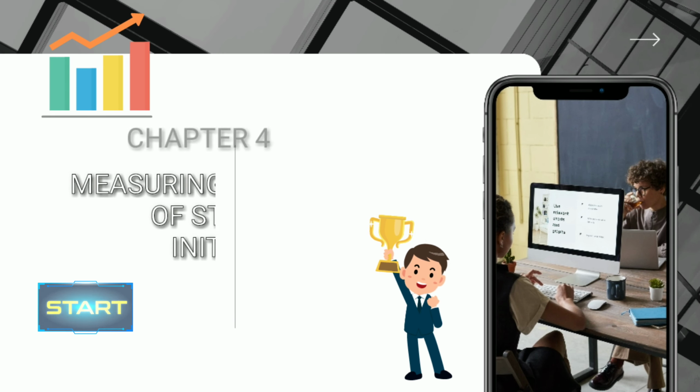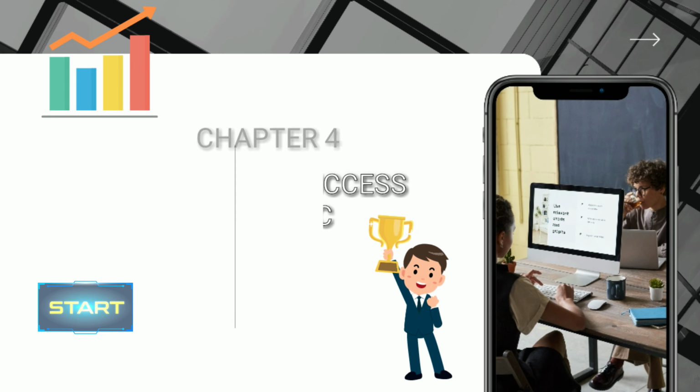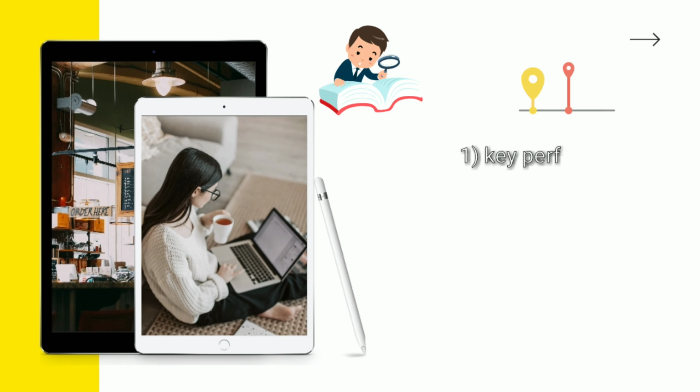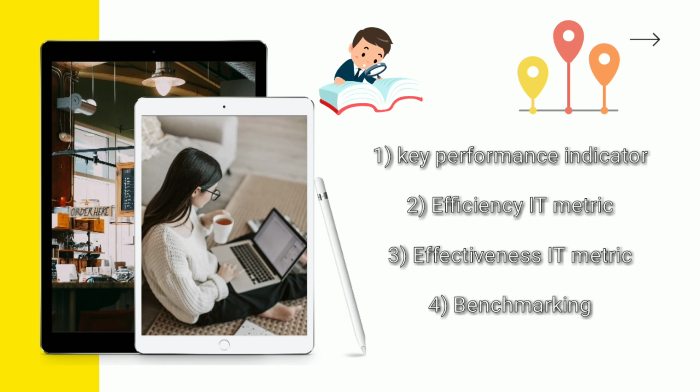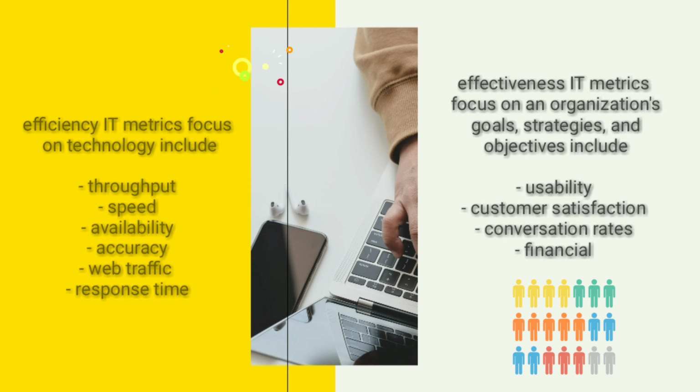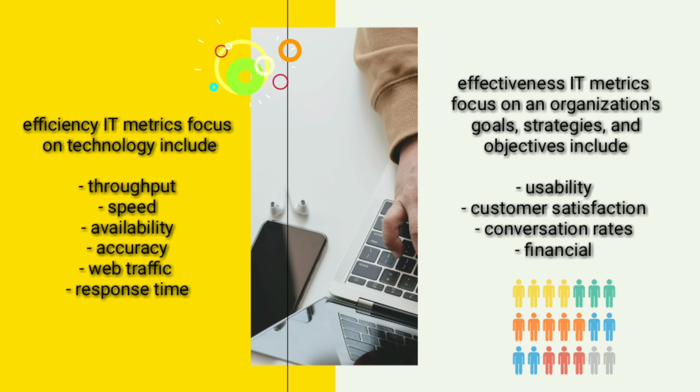Chapter 4, Measuring the Success of Strategic Initiatives. 4 components to measure the success of strategic initiatives: key performance indicators, efficiency IT metrics, effectiveness IT metrics, and benchmarking. Efficiency IT metrics focus on technology and include throughput, speed, availability, accuracy, web traffic, and response time.